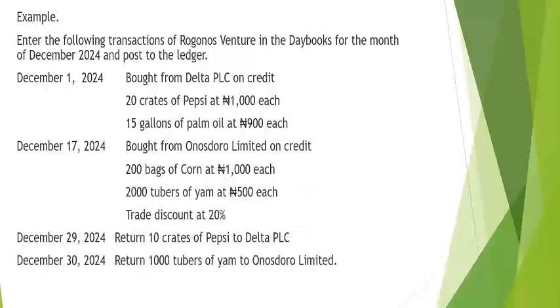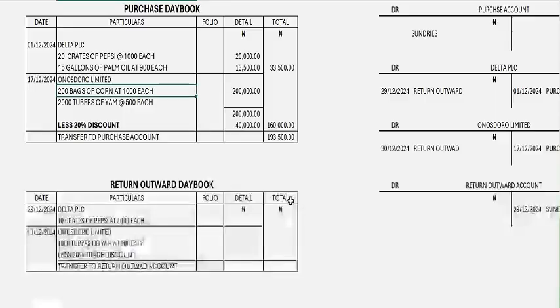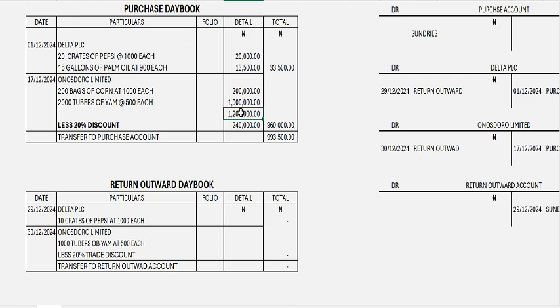Then 2,000 tubers of yam at 500 naira each. 2,000 times 500 will give us 1 million. So we add it together, we have 1.2 million.